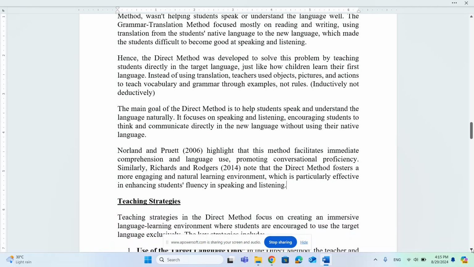That's why if you are teaching English language to your students, you do not allow your students to use their mother tongue or native language. Norland and Pruitt, 2006, highlight that this method facilitates immediate comprehension and language use, promoting conversational proficiency. Similarly, Richards and Rogers, 2014, also note that the direct method fosters a more engaging and natural learning environment, which is particularly effective in enhancing students' fluency in speaking and listening.